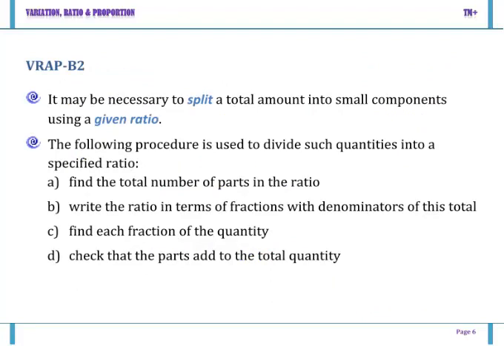Now let's move on. It may be necessary to split a total amount into smaller components in a given ratio. A good example of this is when mixing cordial. We need to know how much cordial and how much water given a ratio, so how many litres do I need in total? The following procedure is used to divide such quantities into a specified ratio. 1. Find the total number of parts. 2. Write the ratio in terms of fractions with denominators of this total. 3. Find each fraction of the quantity. And 4. Check the parts add to the total quantity.